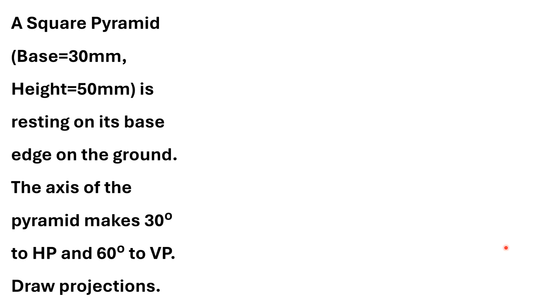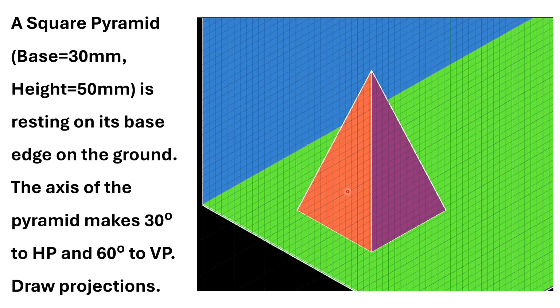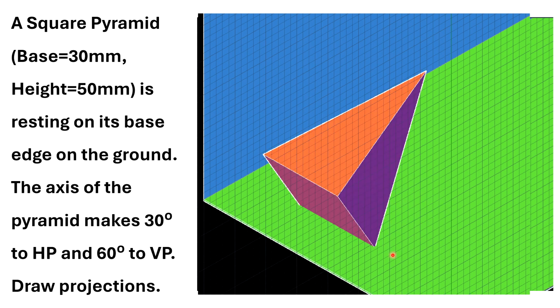So if I see the 3D view, this is how it looks in the first stage. The base will be resting on the horizontal plane, and when the base is resting, the base edge will also be resting. I am assuming not this side edge, but the other side edge here. And it is making a 30 degree angle to the horizontal plane. So the axis is now making 90 degrees with the horizontal plane, and I will rotate the solid such that the axis makes 30 degrees to the horizontal plane. Now this is the second stage of the problem.